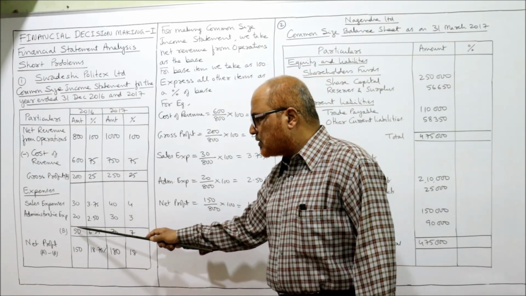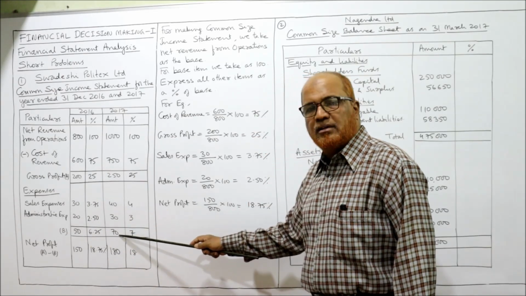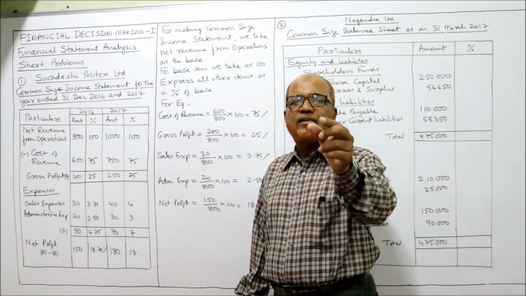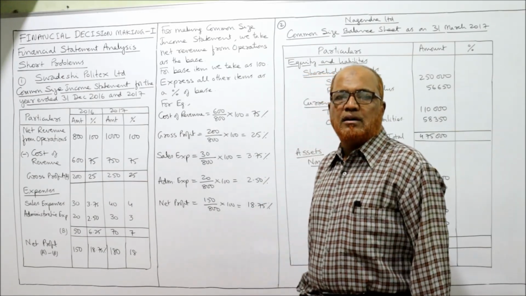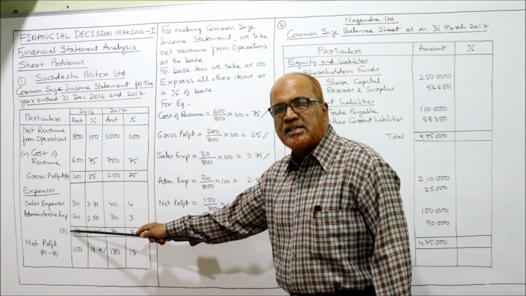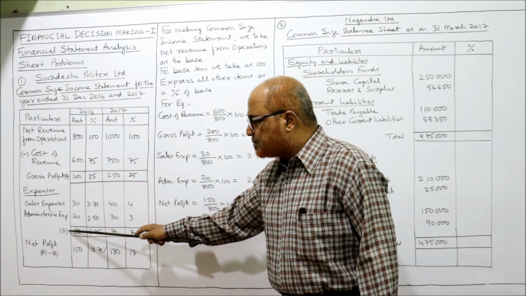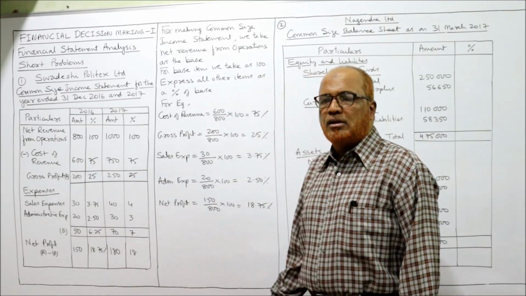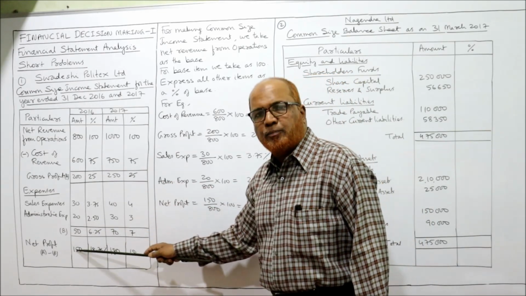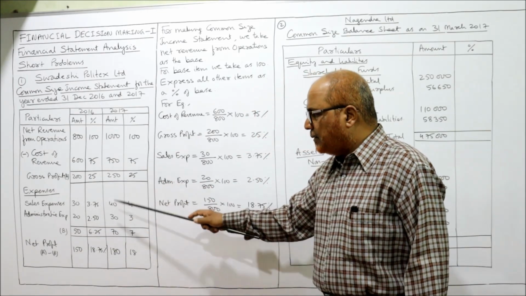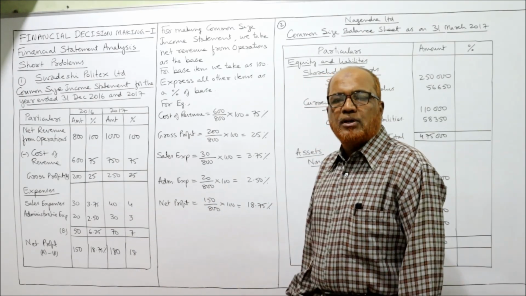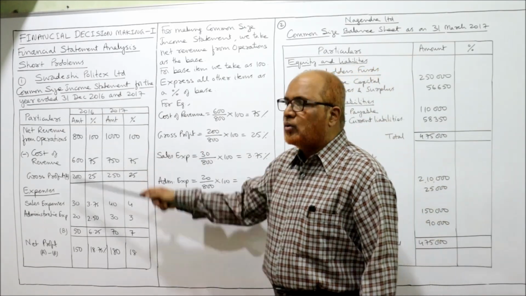Take the total: 30 plus 20, 50; 40 plus 30, 70. Now net profit is gross profit minus expenses. Gross profit is denoted as A and expenses are denoted as B. So A minus B gives you net profit. So 200 minus 50 is 150 net profit. Similarly 250 minus 70, you will get 180. That's all. So we have prepared the amount column.